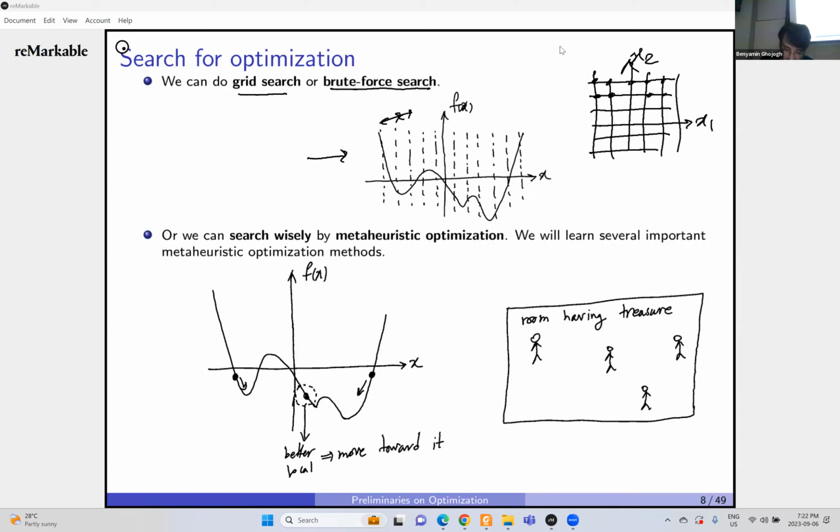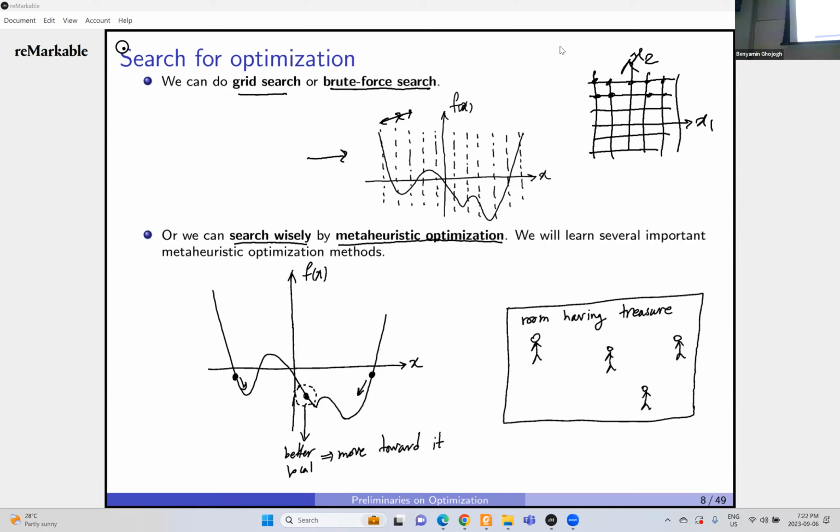Then you will say, let me not do random search because it's not accurate. Let me not do brute force search because its time complexity is not good. Let me search wisely. What do I mean by searching wisely? This searching wisely is called metaheuristic optimization.